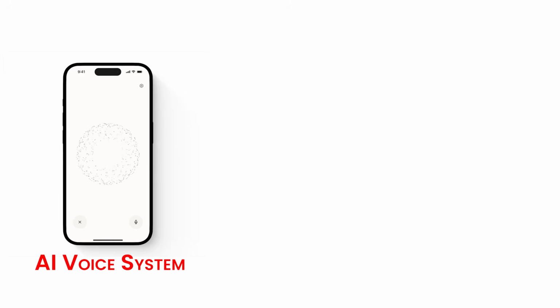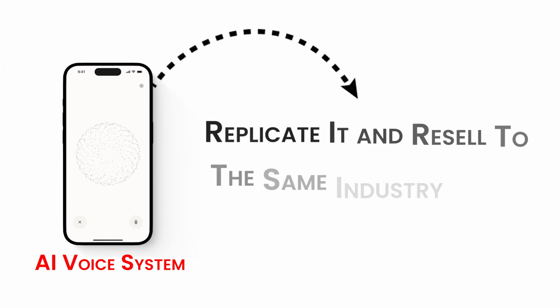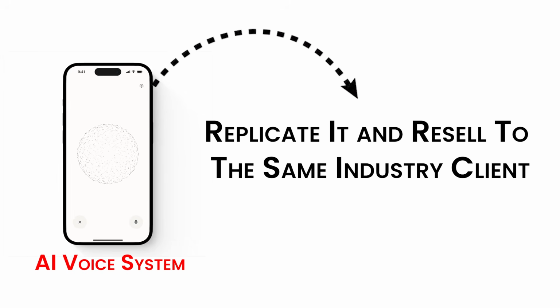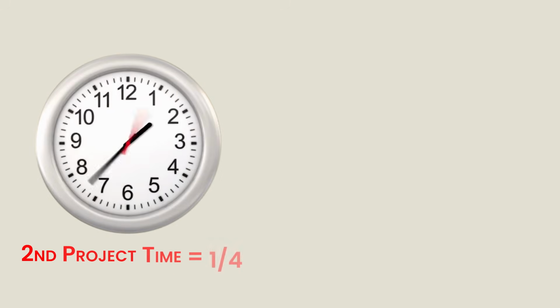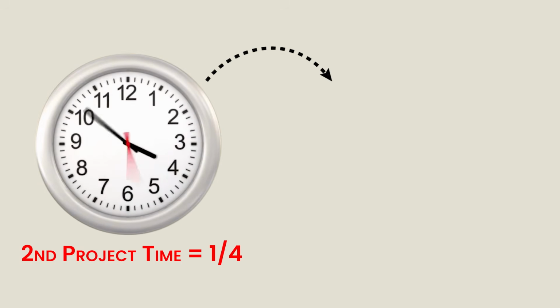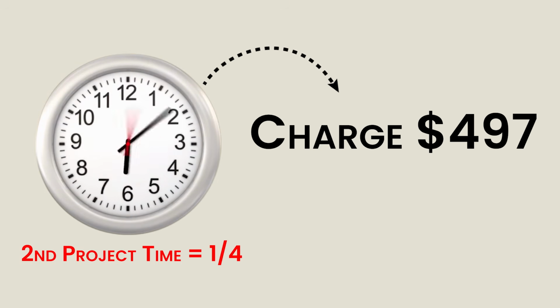Here's another angle that makes this even more powerful for agency owners. Once you build a voice AI system for one client, you can replicate 90% of it for the next client in the same industry. The conversation logic changes slightly, but the technical infrastructure stays the same. Your second client project takes a quarter of the time, but you can still charge the same $497 because the client does not care how long it took you to build. They care that it solves their problem. By your 5th or 6th client in the same niche, you are delivering these projects in a few hours while charging premium rates.